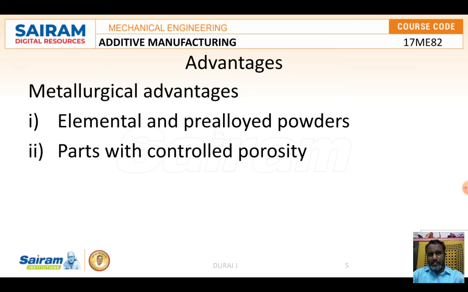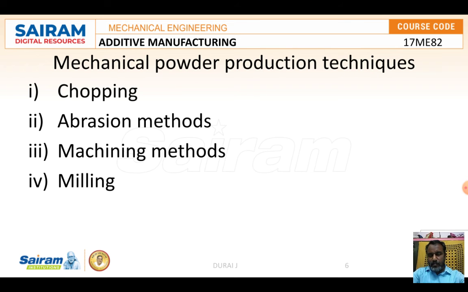So these characteristics will be reflected in the finished part. That is one advantage. Then, parts with controlled porosity. So these are all the metallurgical advantages of powder metallurgy.